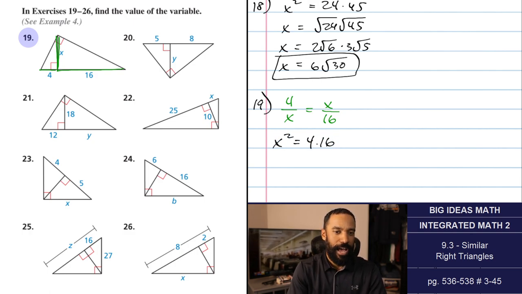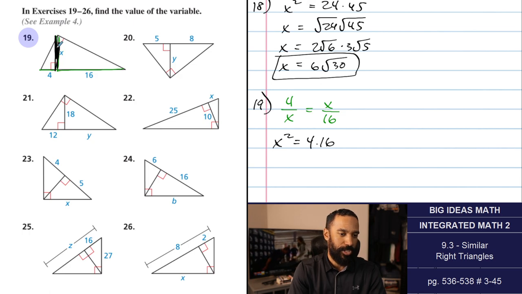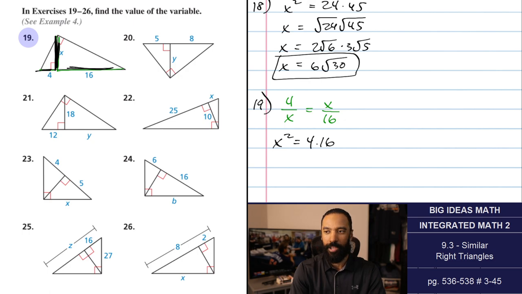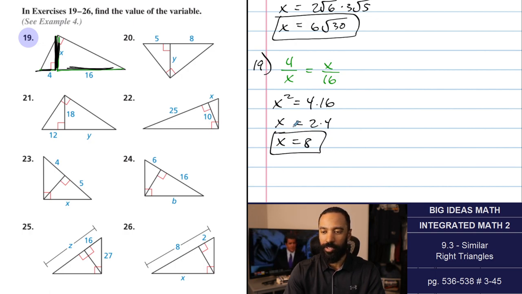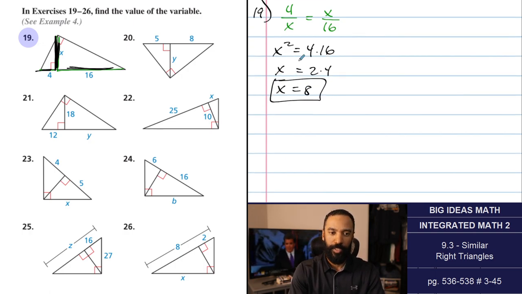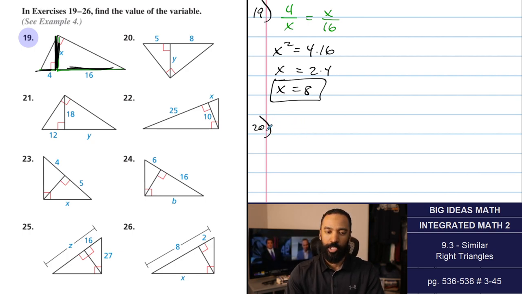Here's how they say it: the length of the altitude is the geometric mean of the two segmented parts of the hypotenuse that it breaks up. So 4 times 16, take its square roots, you get 2 and 4, and 2 times 4 is 8. Or 4 times 16 is 64, and the square root of 64 is 8. Here's number 19.